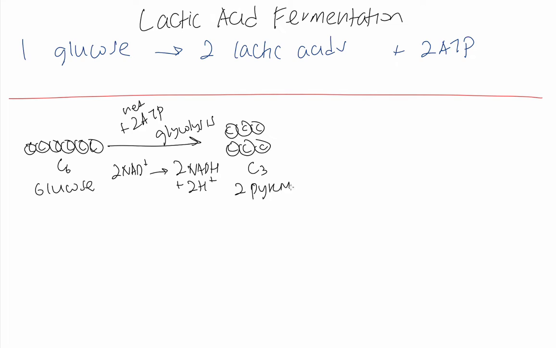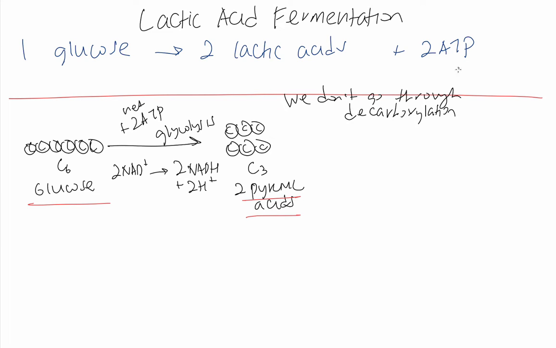So 2 pyruvic acids. And let me highlight this. But this is where it gets different. We don't go through, so let me write that down, we don't go through decarboxylation. And this is why we didn't see that plus 2 carbon dioxide molecules we saw in alcoholic fermentation.